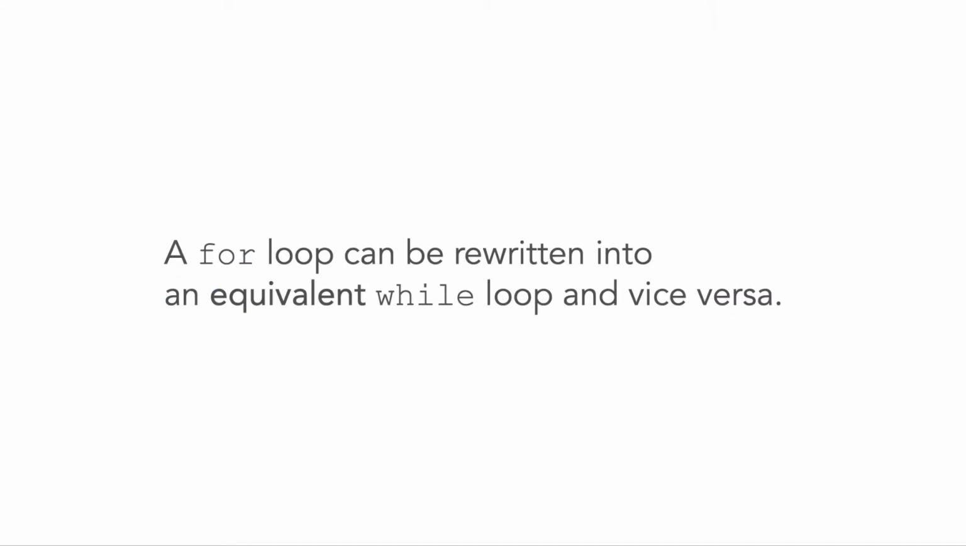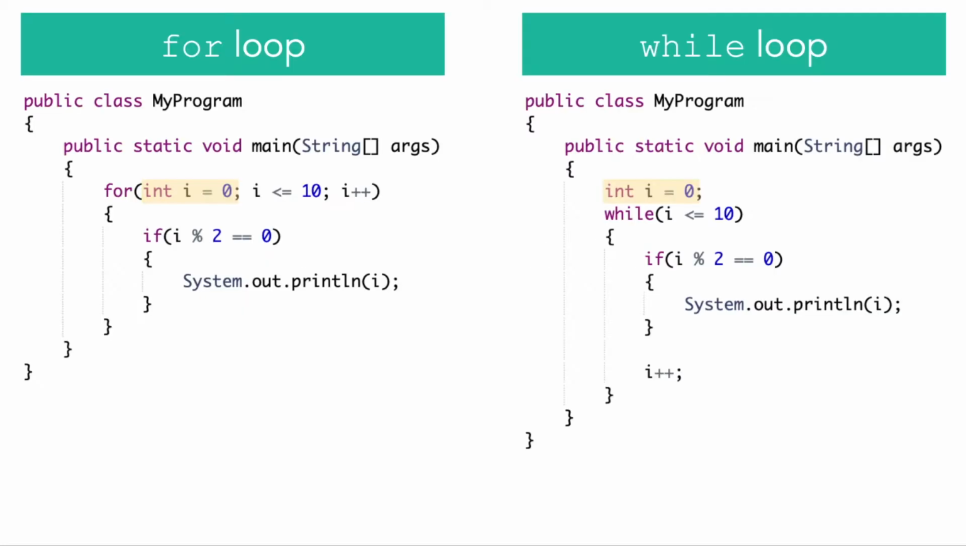A for loop can be rewritten into an equivalent while loop and vice versa. Notice the initialization of a loop control variable. Here are the Boolean expressions and the increment. Here's the body of the loop that contains the code statements you want to execute.